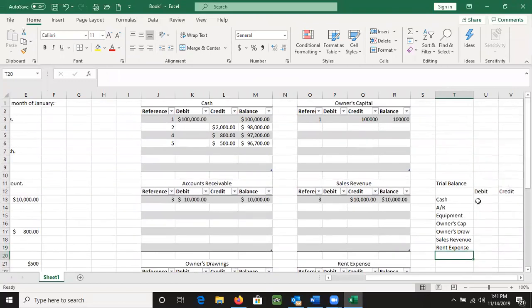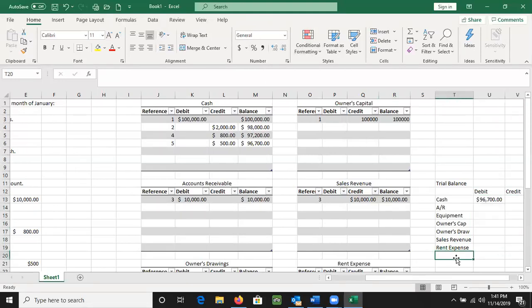All you do for the trial balance is post. Is it a positive balance? Is it a debit balance or a credit balance? So looking at cash, it had a $100,000 debit balance. It decreased with all these credits, but it still has a positive $96,700. So it's debited $96,700. Put these all in dollars.